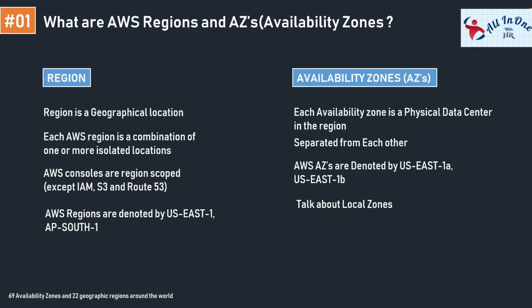Local zones are also an extension to regions, but basically what local zones do is provide you the ability to place resources such as compute and storage in multiple locations closer to your end user. So if you know that an end user of yours is really important and they want specific resources to be placed near them, then you can opt for a local zone and place it next to them.